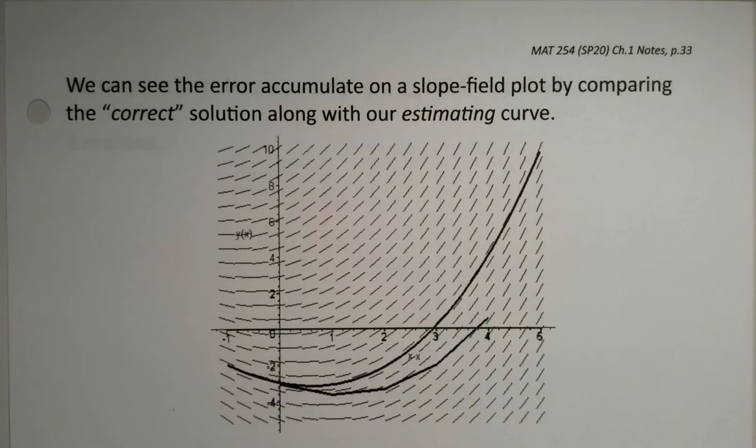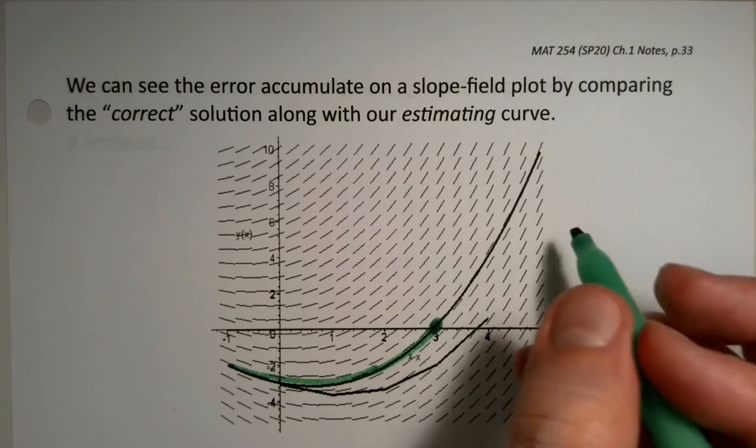So now that we have an idea of how this Euler's method works, we're going to take a look at what that accumulated error can look like. In order to do this, we have to have the correct answer to compare to. So what I've got here is the actual solution curve. This thing right here is the actual solution curve. And we're going to go out to x equals 3. We're going to take the solution curve out to x equals 3.